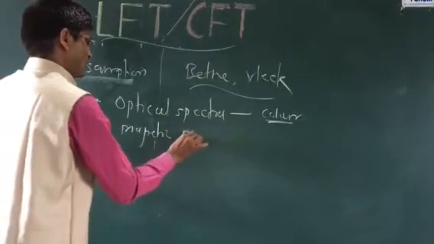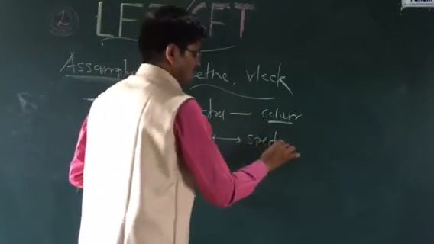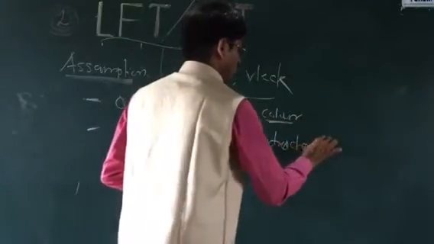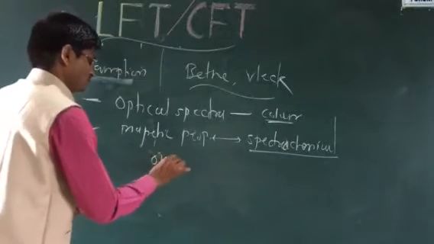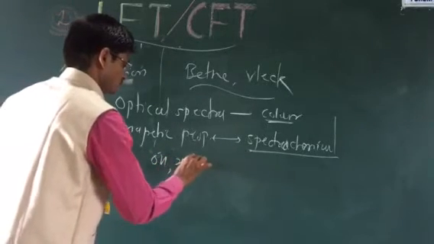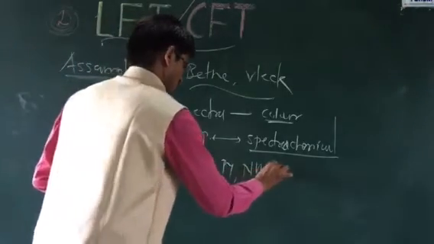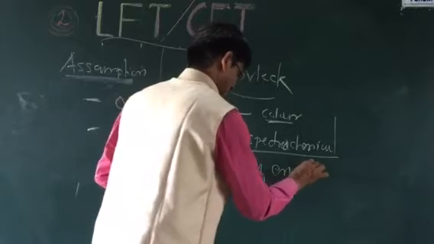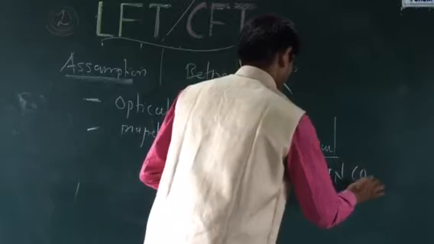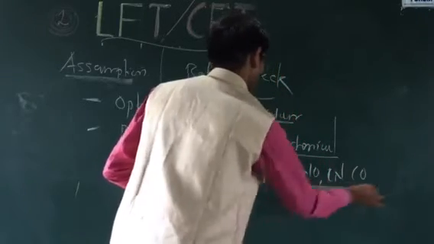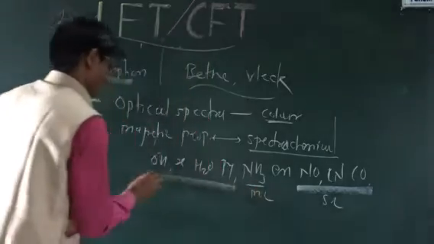While explaining the magnetic property, the most important thing is the use of the spectrochemical series. So what is the spectrochemical series? Hydroxide, halogen, water, pyridine, ammonia, ethylenediamine, nitrogen, cyanide, carbonyl. These are the stronger ligands, this is the moderate ligand, and this is the weaker ligand.